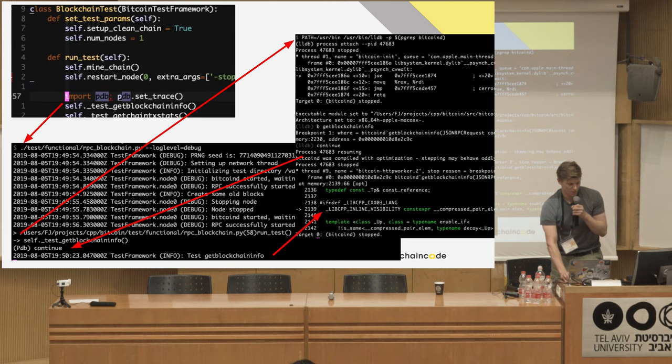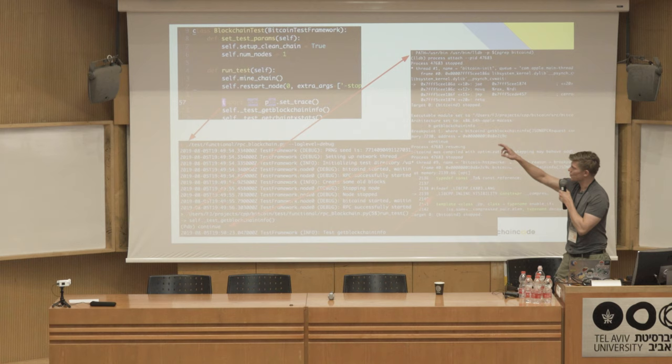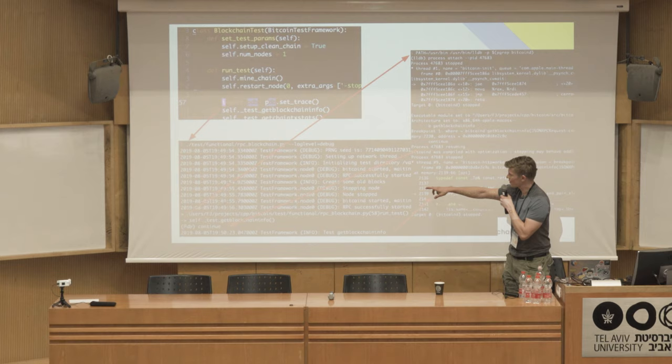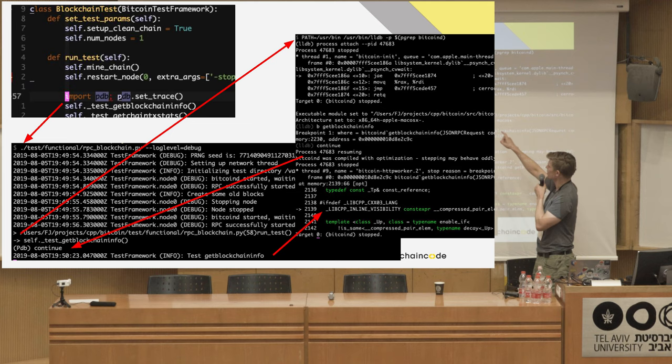All right, so this was maybe not super fluent, so I'm just going to repeat again what I did. First of all, we ran into this PDB set_trace. Then we jumped into the PDB breakpoint, and we went over to LLDB. We attached to the process with LLDB, set the breakpoint, then let the process continue, then let the process also continue in PDB, and then we ran it to the breakpoint with LLDB, and we can work with it.